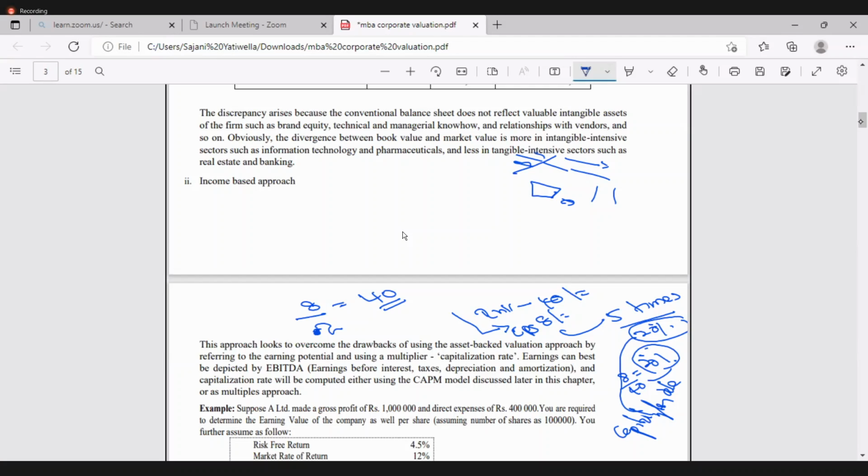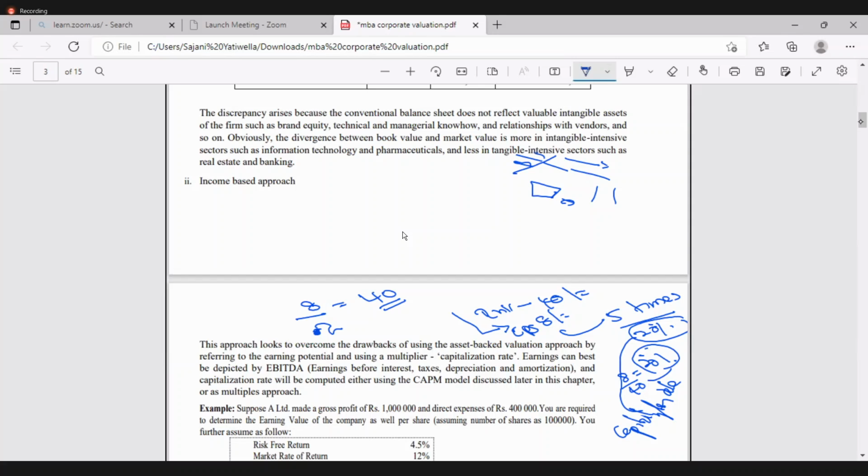Earnings can best be depicted by EBIT. So company earnings can be mentioned in different forms. If it is earnings before interest, tax, depreciation, amortization, it means operating profit. And the capitalization rate will be computed either using the capital model discussed later.